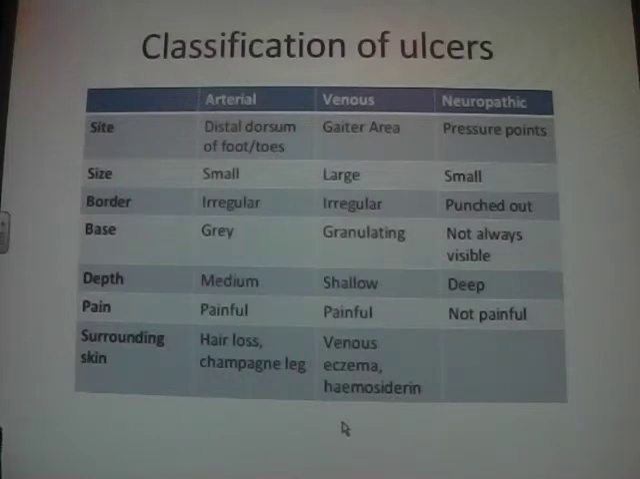So yeah, that's just a table of basically what I just said, and then neuropathic ulcers tend not to be painful, whereas arterial and venous ulcers are painful. Neuropathic ulcers aren't painful because all the nerves are damaged, so that's why. And then there are the points you went through, the skin changes around arterial and venous ulcers.